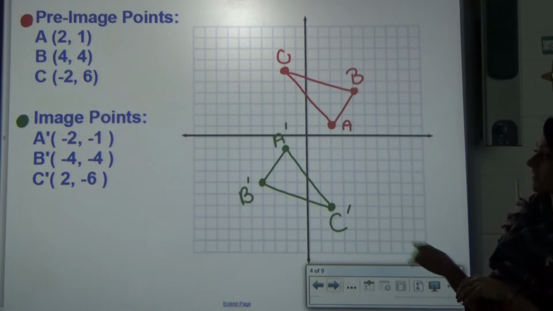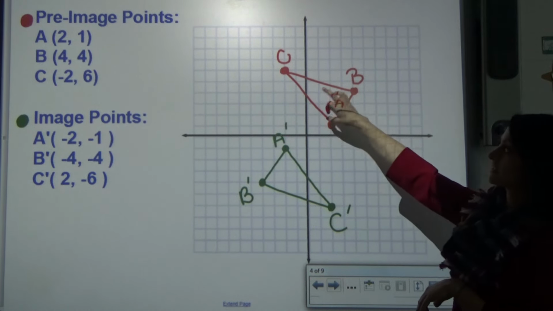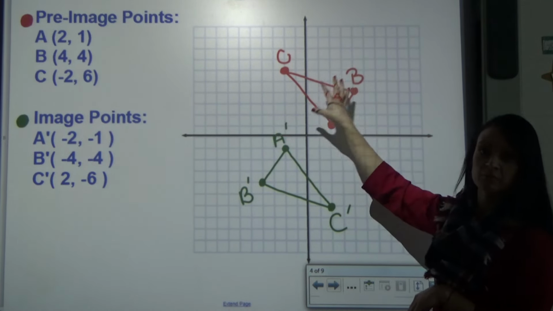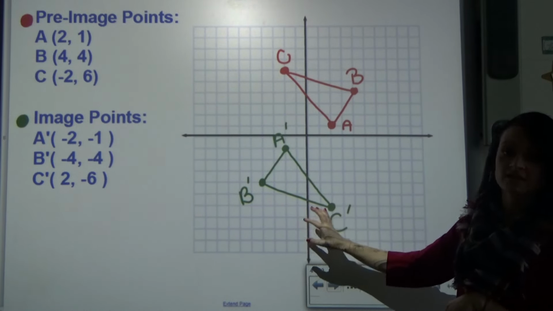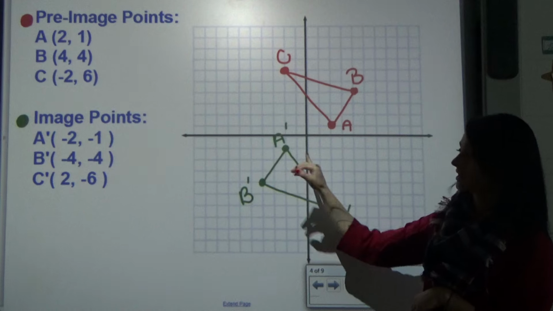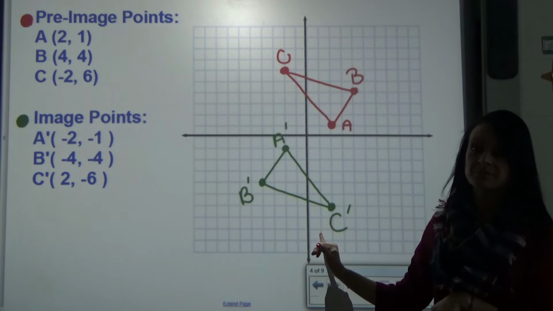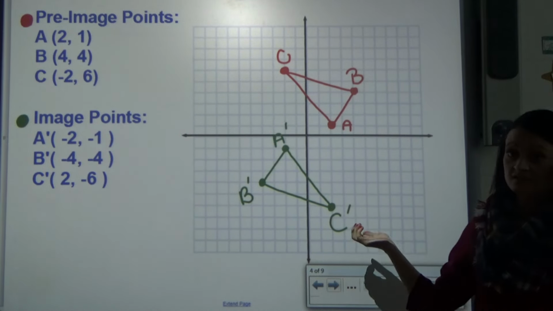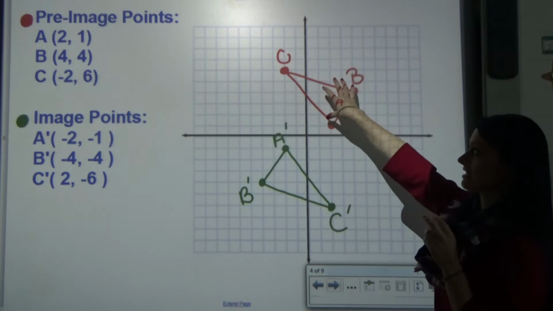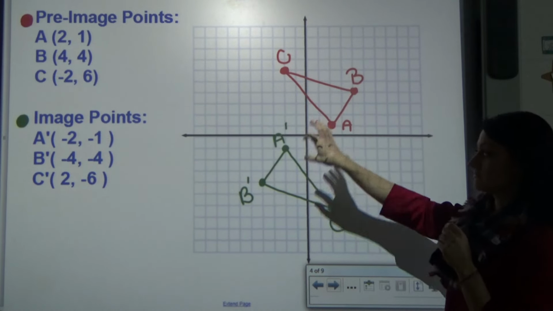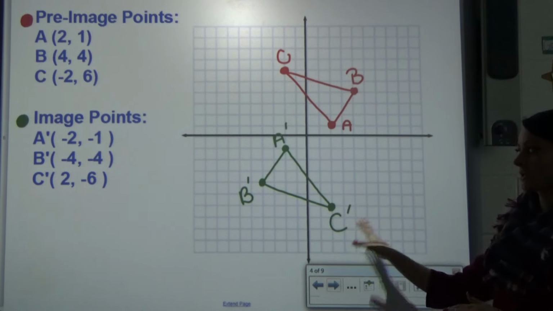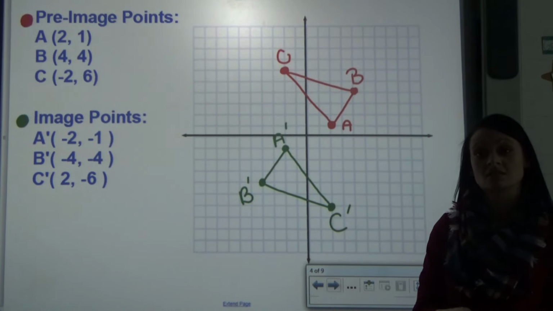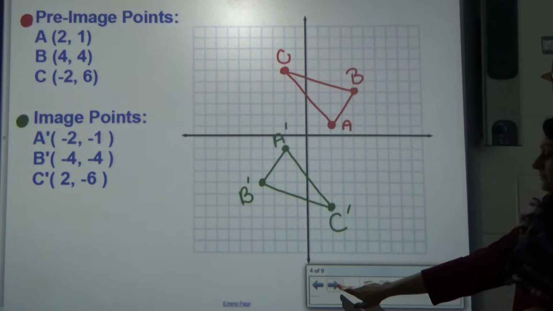So looking at this picture, does the relationship that I see between A, B, and C on my pre-image maintain the same shape and the same length and the same relationship between A prime, B prime, and C prime? And in this case, it is an isometry because the size and shape of my pre-image maintains the same size and shape when I move to the image. And we're going to get to what type of transformation this is later in this unit.